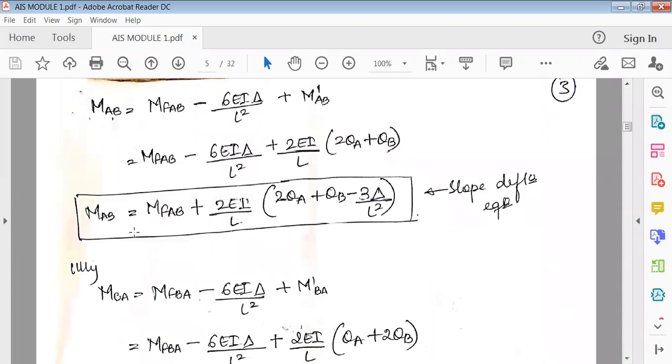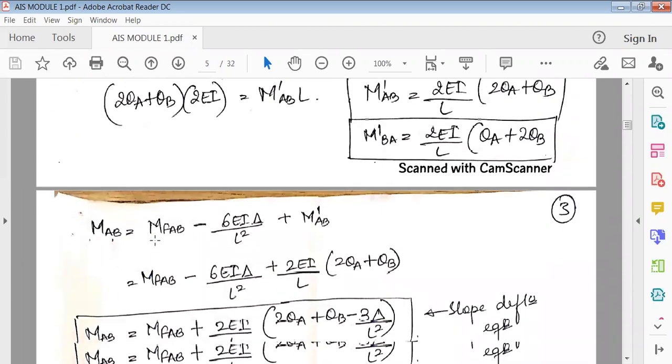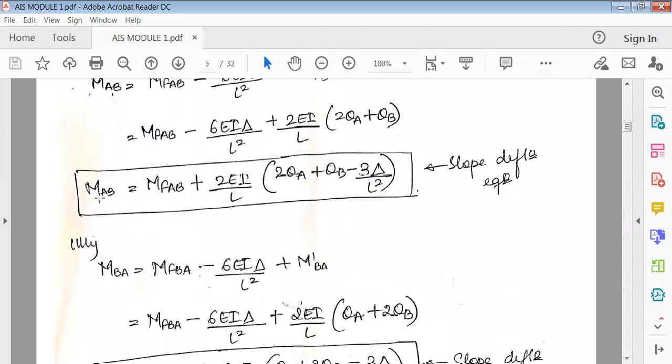The slope deflection equation between any two given points is given by, if you want to find the moment from A to B, it is nothing but MFAB, that is the moment fixed at A and B, the second point, plus 2EI by L, then in the bracket 2 times theta A. A is the first joint, so always the first joint will multiply with 2 times. So 2 times theta A plus theta B minus 3 delta by L square.